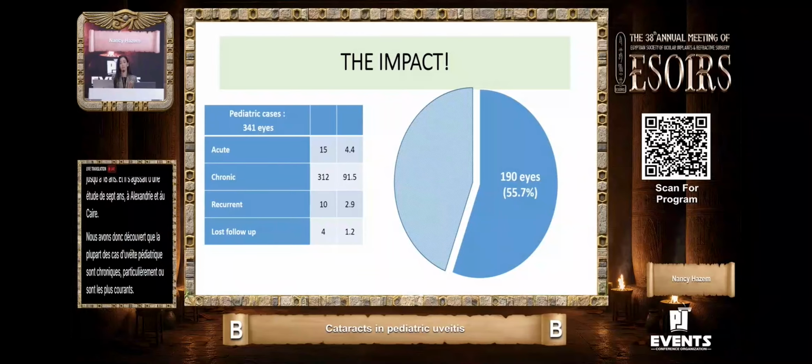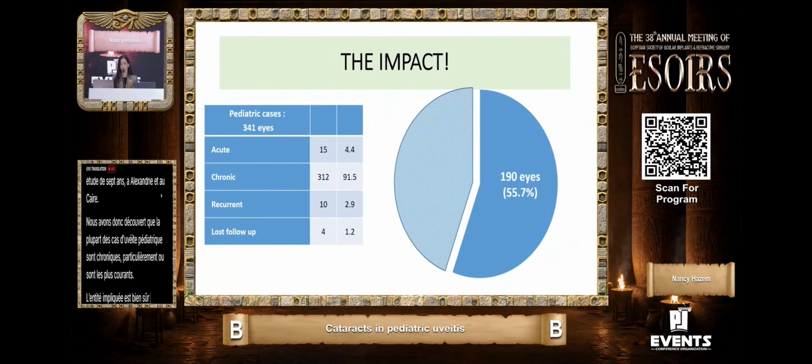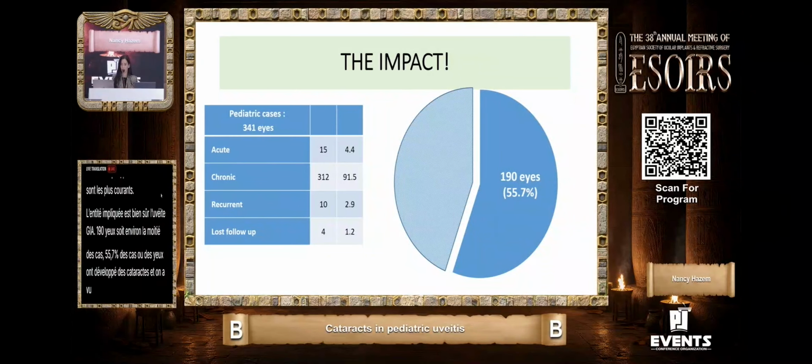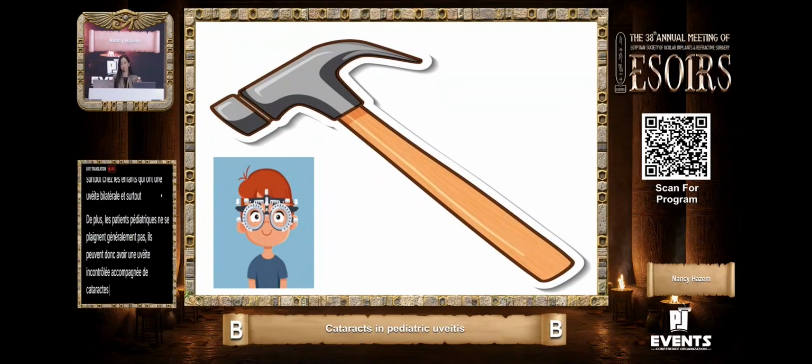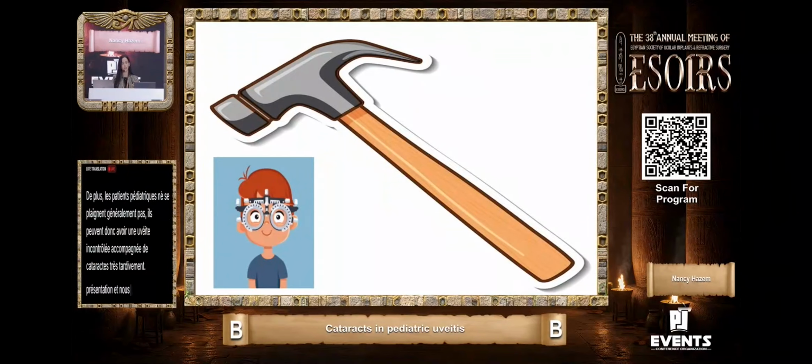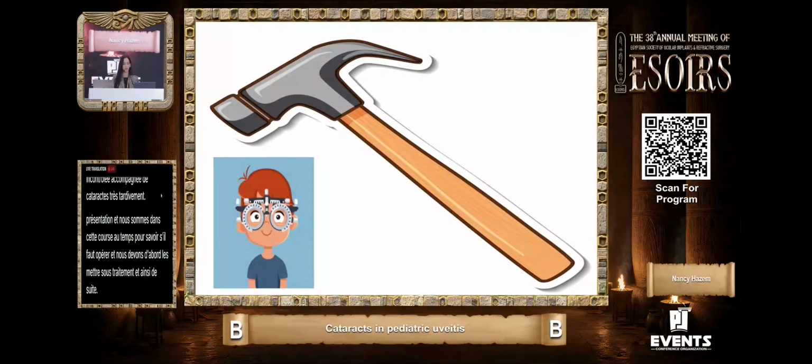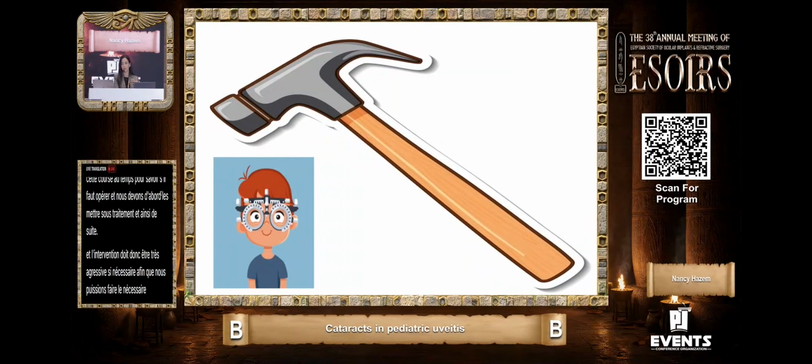190 eyes, which is almost half of the cases, 55.7% of the eyes, developed cataracts, and we saw patients that needed cataract surgery before they presented to us, during, so they can come very late with uncontrolled uveitis with cataracts on presentation, and we are in this race with time whether to operate, and we need to put them on treatment first and so on. And the intervention thus has to be very aggressive as necessary, so we can do the necessary visual rehabilitation that will help this child develop normally, and his overall behavioral development is involved.